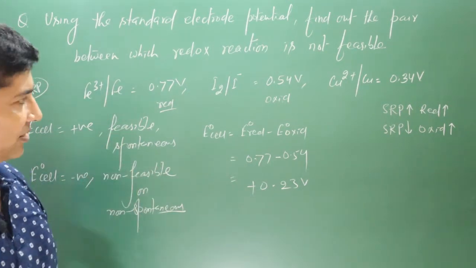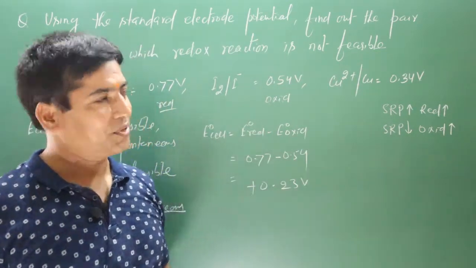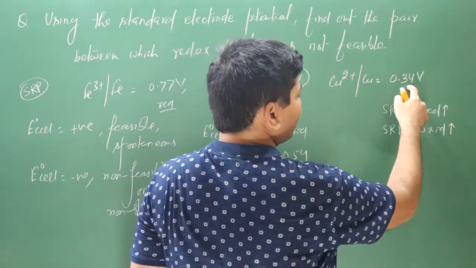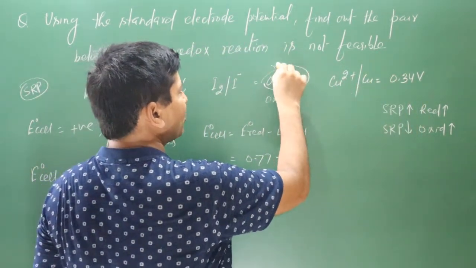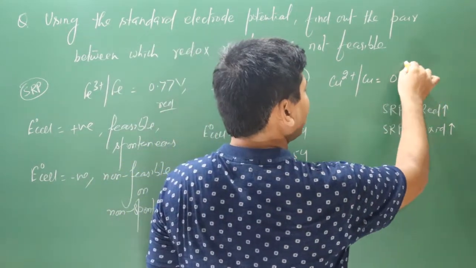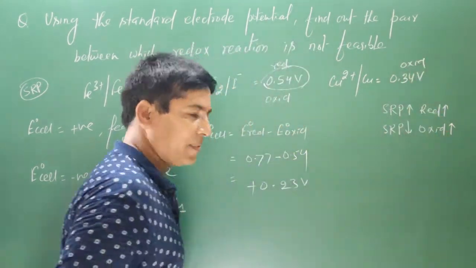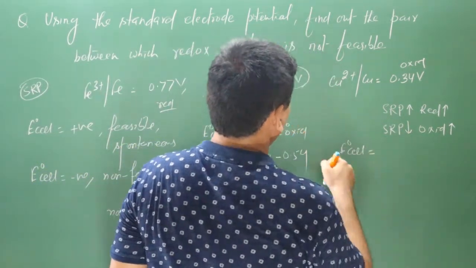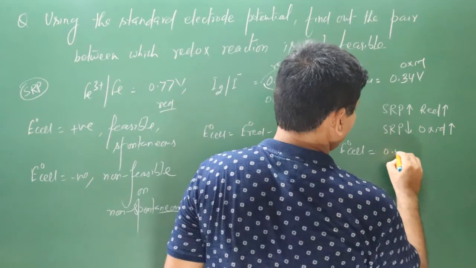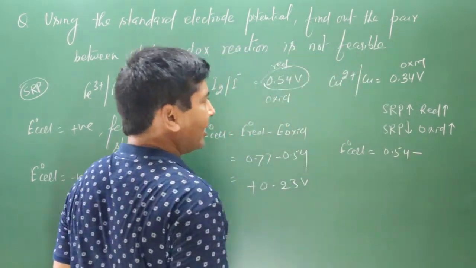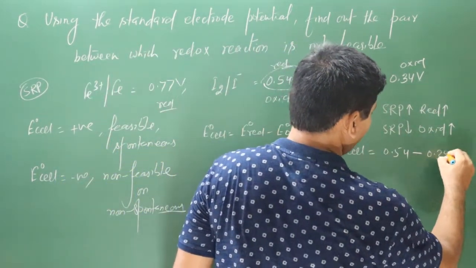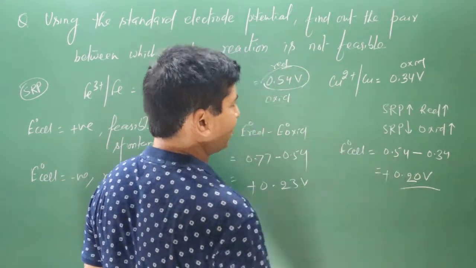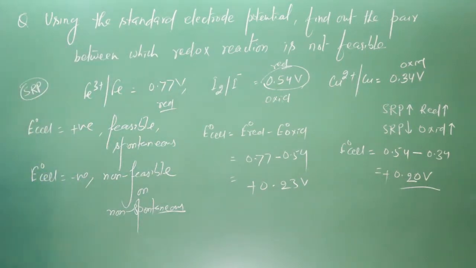Now I make another pair. I take the second equation and third equation. Now compare the values. This is 0.54, this is 0.34. This is the larger value, then it will undergo what? Reduction. This is the smaller value, then it will undergo what? Oxidation. Now apply the formula, very simple concept. E naught reduction 0.54 minus E naught oxidation 0.34. Simplify, we have 0.20 volt. This is also a positive value, means this reaction is also feasible by nature.